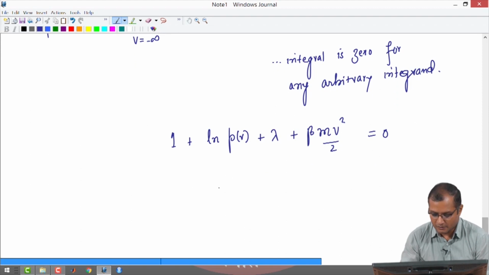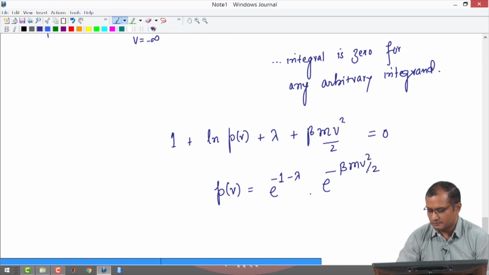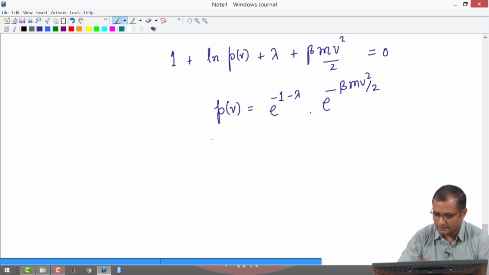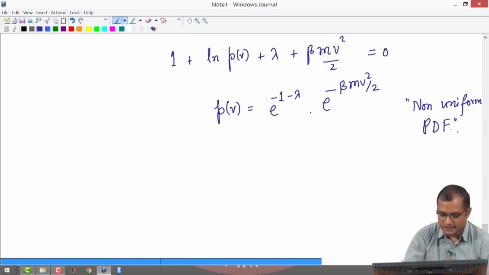And so, you can simply write down P of v as e raised to minus 1 minus lambda minus beta mv square by 2. And so, now you can see that this is also a non-uniform PDF. Okay. So, let us normalize it.